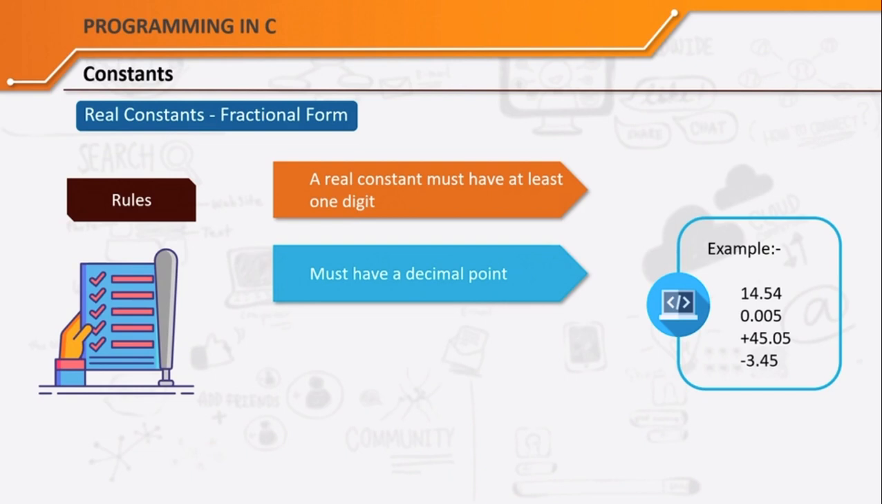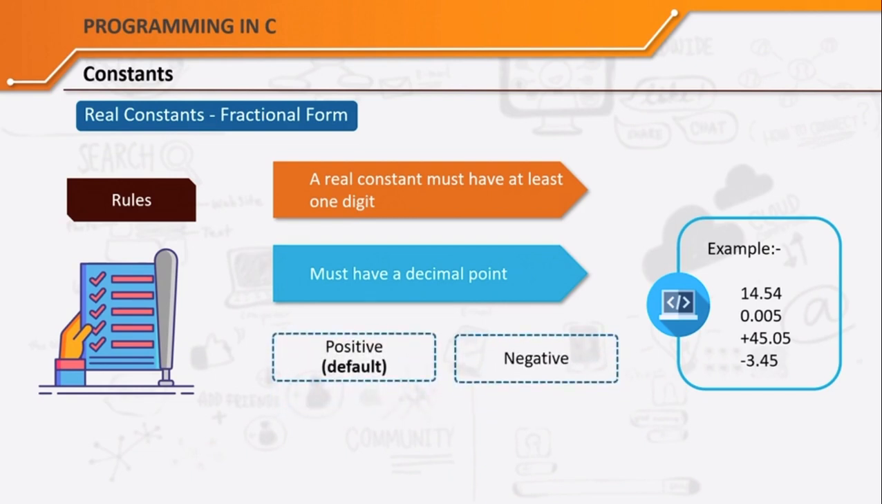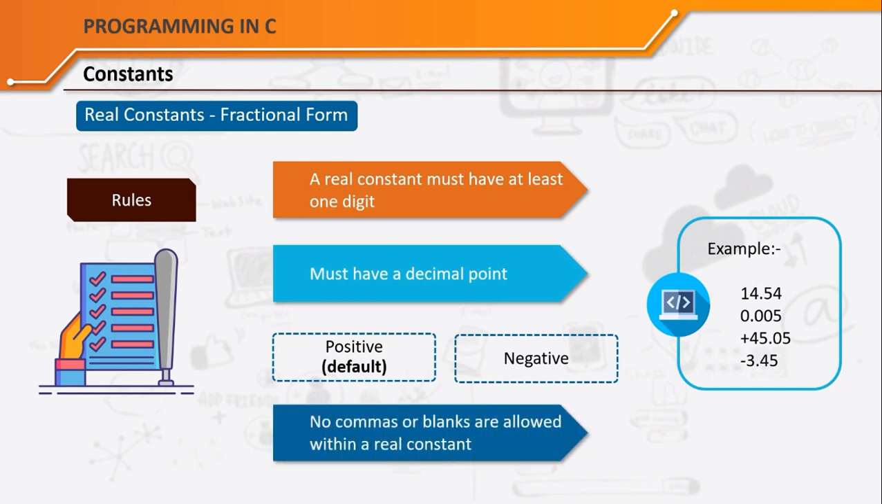The real constant can either be positive or it can be negative. The default sign of the real constant is positive. That is, any number which is not preceded either with a positive sign or with a negative sign is considered to be a positive number. Also, there must be no comma or blank space within the real constant. You can have a decimal point, but you cannot have a comma or a blank space within the real constant.